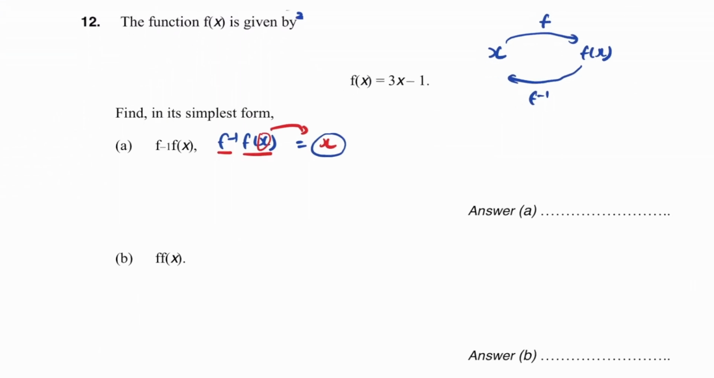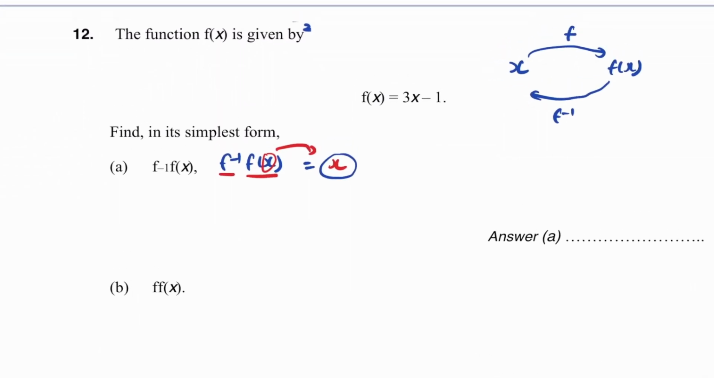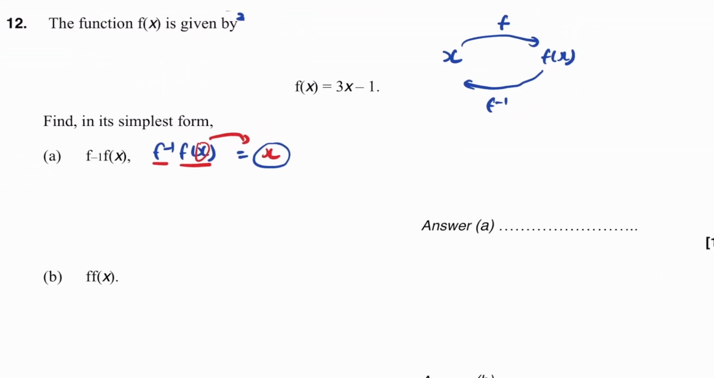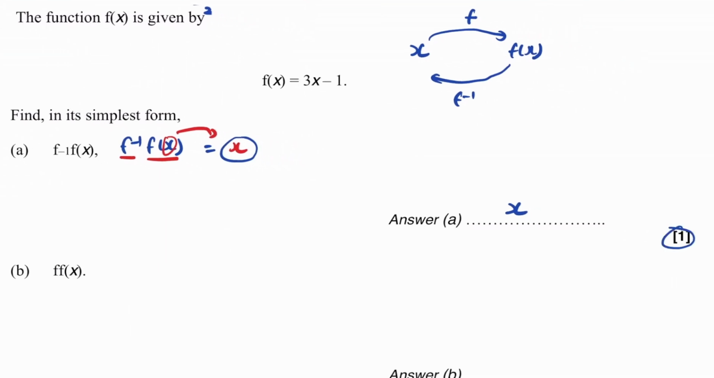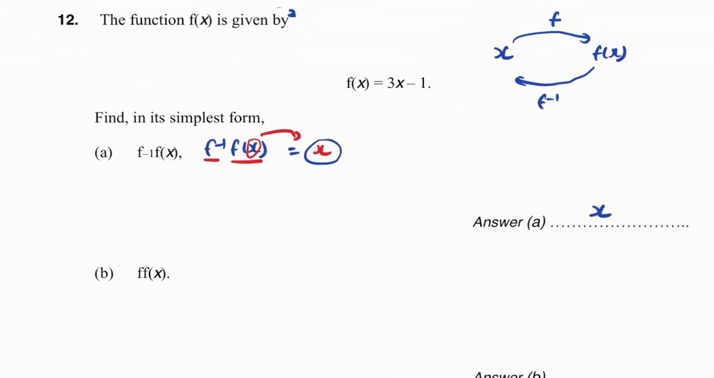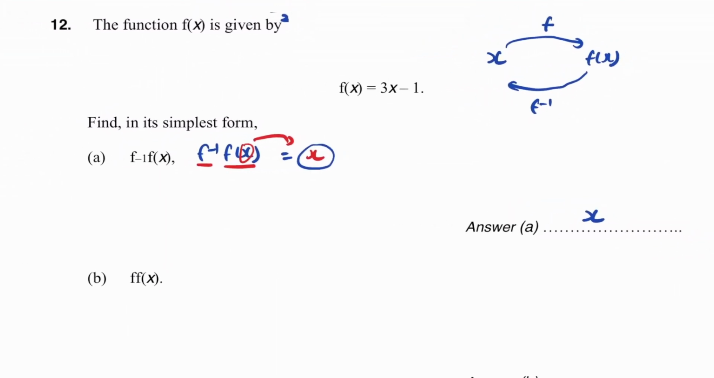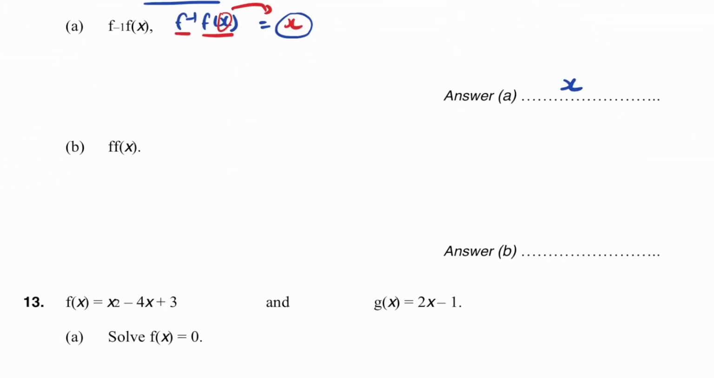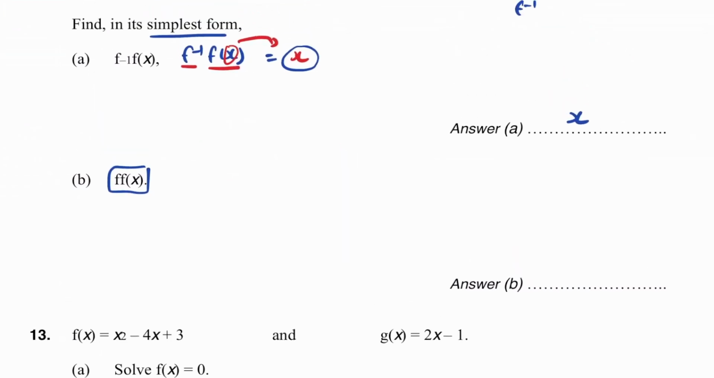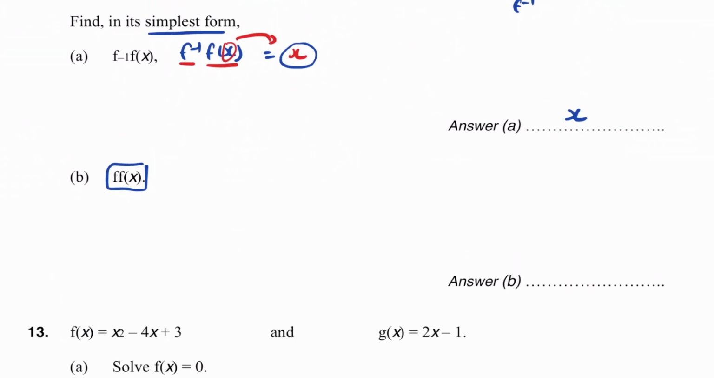Okay, so find in its simplest form, f inverse of f of x. So what is the answer? The answer is just x. That is the simplest answer that you can get. So they're just basically trying to pull your leg here. This one is different from f inverse and f. This thing is not equal to f inverse of f of x, nor is it equal to f inverse of x.